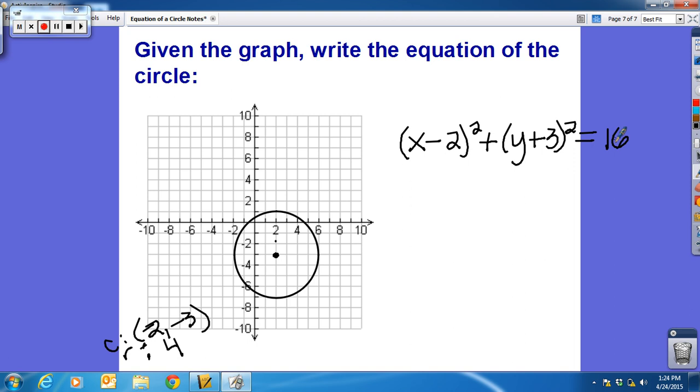That's it. That's all for this section. That's everything you need to know about circles, writing the equations of circles, and graphing circles. You're going to do practice problems on this, and then we're going to have a quiz on circles later on.